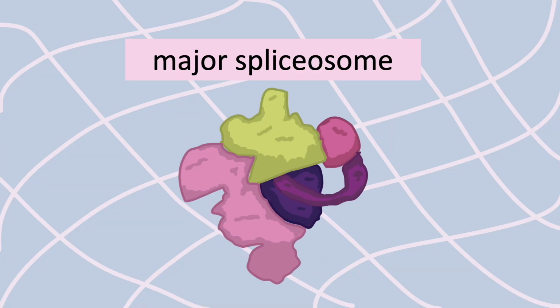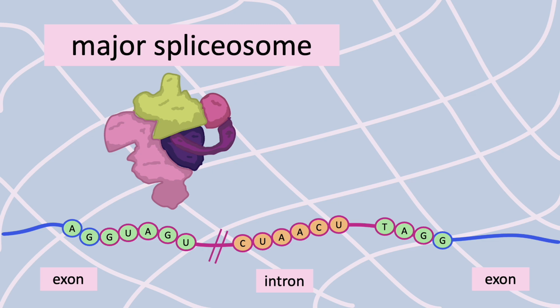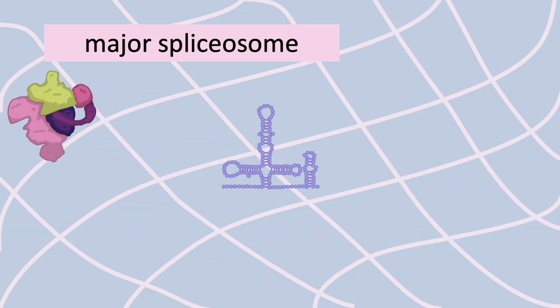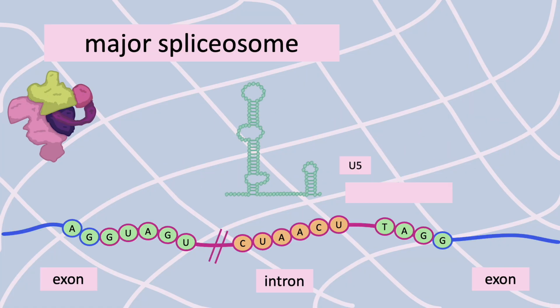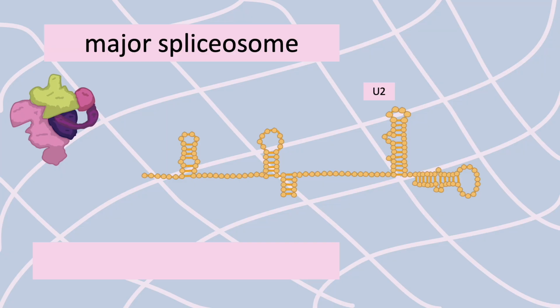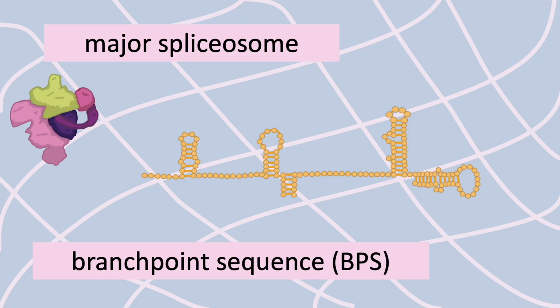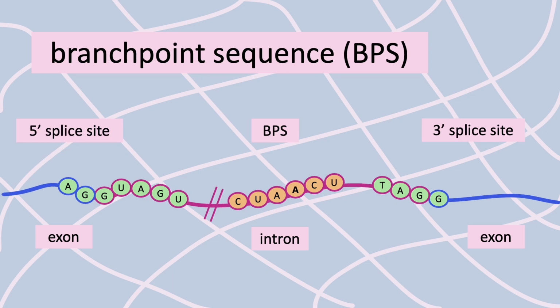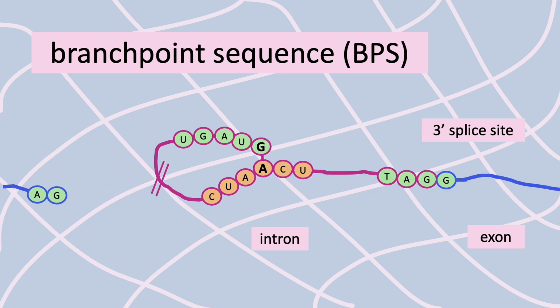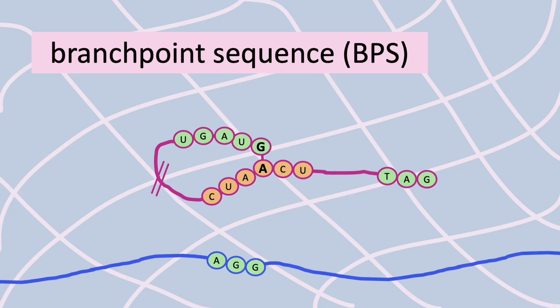Specifically, the major spliceosome recognizes mRNA sequences at the junctions between exons and introns that are called the 5' and 3' splice sites. In the major spliceosome, the snRNAs U1 and U6 recognize the 5' splice site. The snRNA U5 interacts with the 3' and the 5' splice sites, and the snRNA U2 recognizes the branch point sequence, or the BPS. The BPS is the sequence close to the 3' end of the intron sequence, where a special adenosine residue resides. When the intron is cleaved, this adenosine residue interacts with the 5' guanosine residue at the 5' end of the intron.